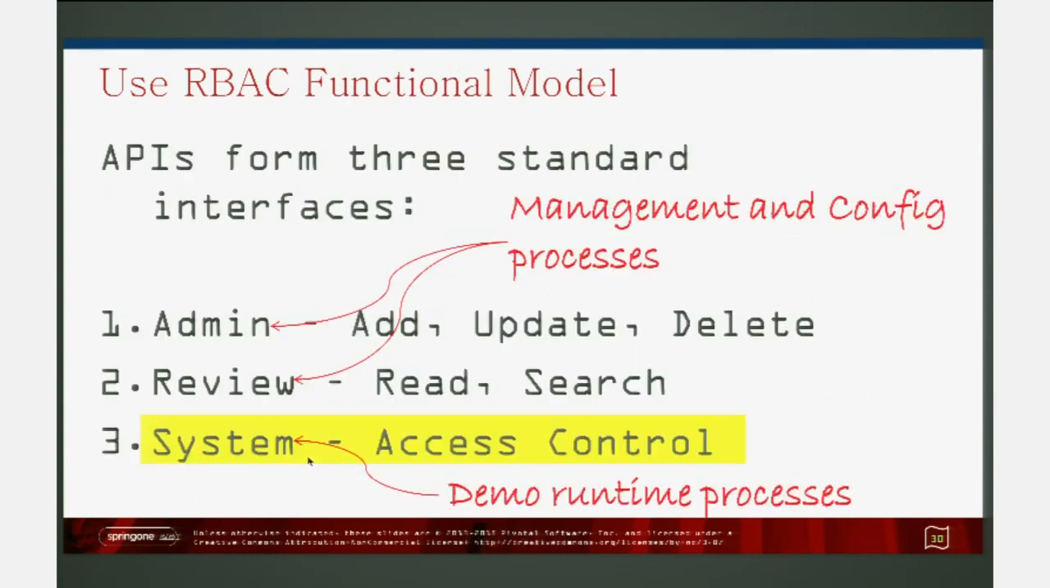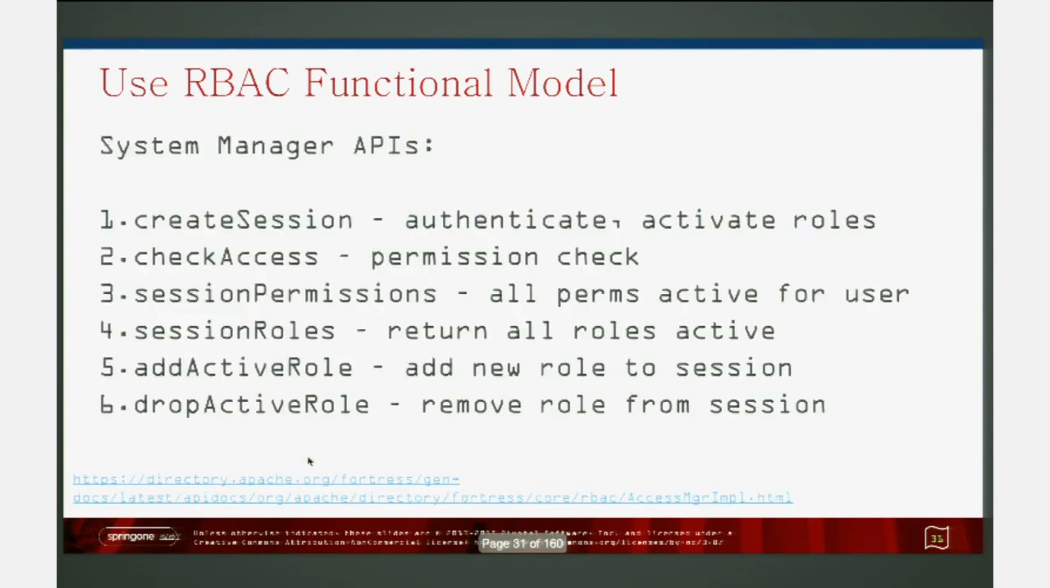The RBAC functional model is the APIs, essentially, and there are 3 basic interfaces. And RBAC's very explicit about what those APIs look like and what they do. The first 2, admin and review, are for management and configuration processes. The third one, the system, is what we're going to focus on today. That's for runtime access control. And that's what we're going to be demoing here in just a second.